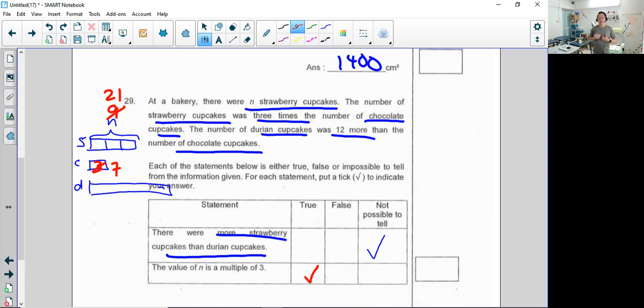3 times means what? If I have 3 times as many as you, then I must be a multiple of 3, right? My number has to be able to divide by 3 because I have 3 times as many as you. If I have twice as many as you, then I am a multiple of 2 because I have 2 times as many as you. My number can divide by 2. That's why I am a multiple of 2. Okay, let's go to the last question, question 30.